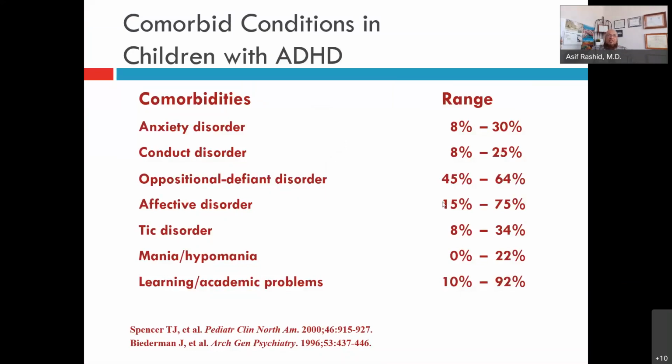What are the comorbidities? Most common one is oppositional defiant disorder. If you cannot focus, cannot pay attention, and your parents keep on nagging you all the time, eventually you'll become oppositional. Like, I don't want to do it. I don't care. Who are you? And if they ask you to go right, you're gonna go left because you just wanna annoy them. So this is oppositional defiant disorder.